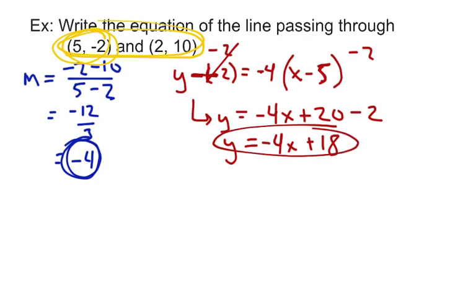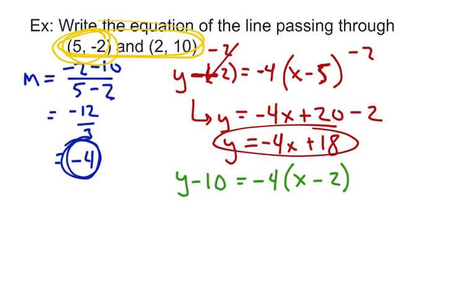The reason I want to do that is because I often get this question, well, what if I use a different point? I mean, right now we used 5, negative 2 to come up with this equation. But what about if we use 2, 10? Well, we could start with point slope form again. y minus the y coordinate is equal to the slope, same slope, x minus the x coordinate. Okay. That's also a legitimate equation.